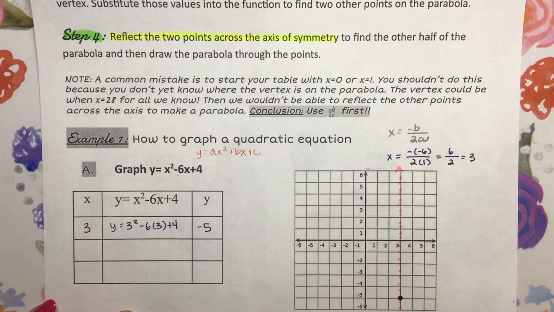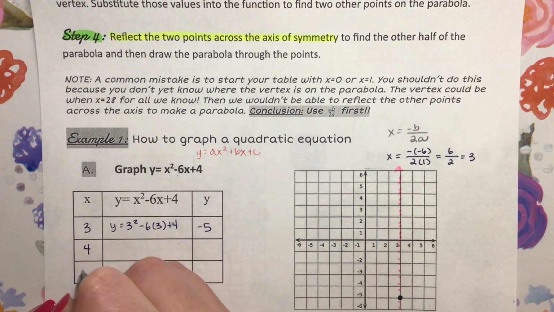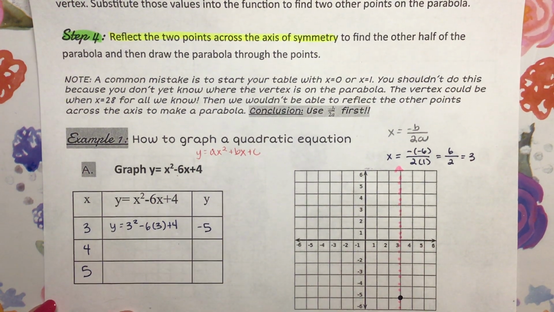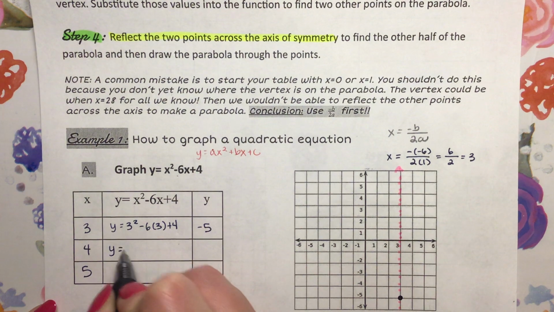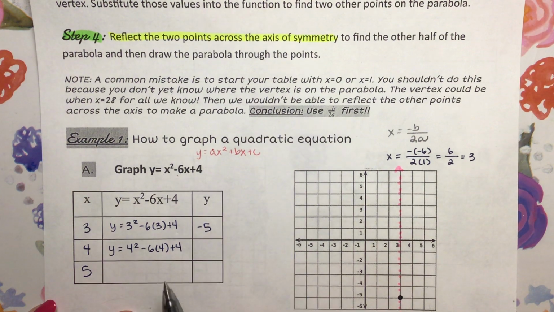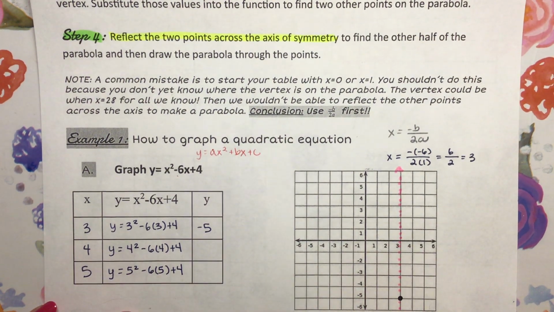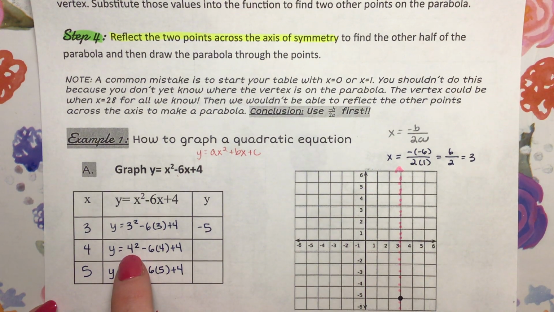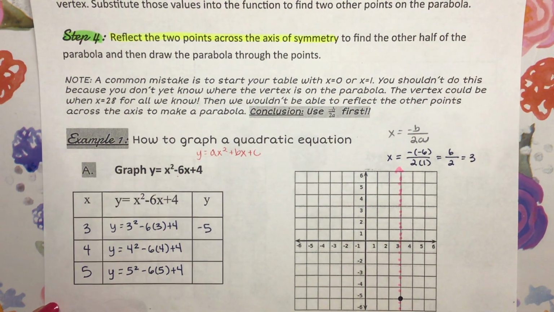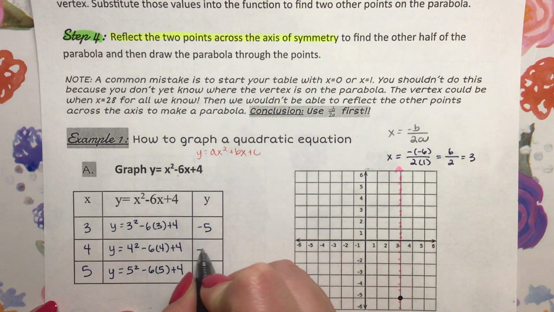How do you find your next 2 points that you want to graph? Just go up from your vertex: 4, 5. So I'm going to put a 4 in and a 5 in, and substitute those into my formula again. Here, y is equal to 4 squared minus 6 times 4 plus 4, and this one's y is equal to 5 squared minus 6 times 5 plus 4. For this one, 4 squared is 16, and 6 times 4 is 24. So I'm taking 16 minus 24, getting negative 8, and then negative 8 plus 4 is negative 4.